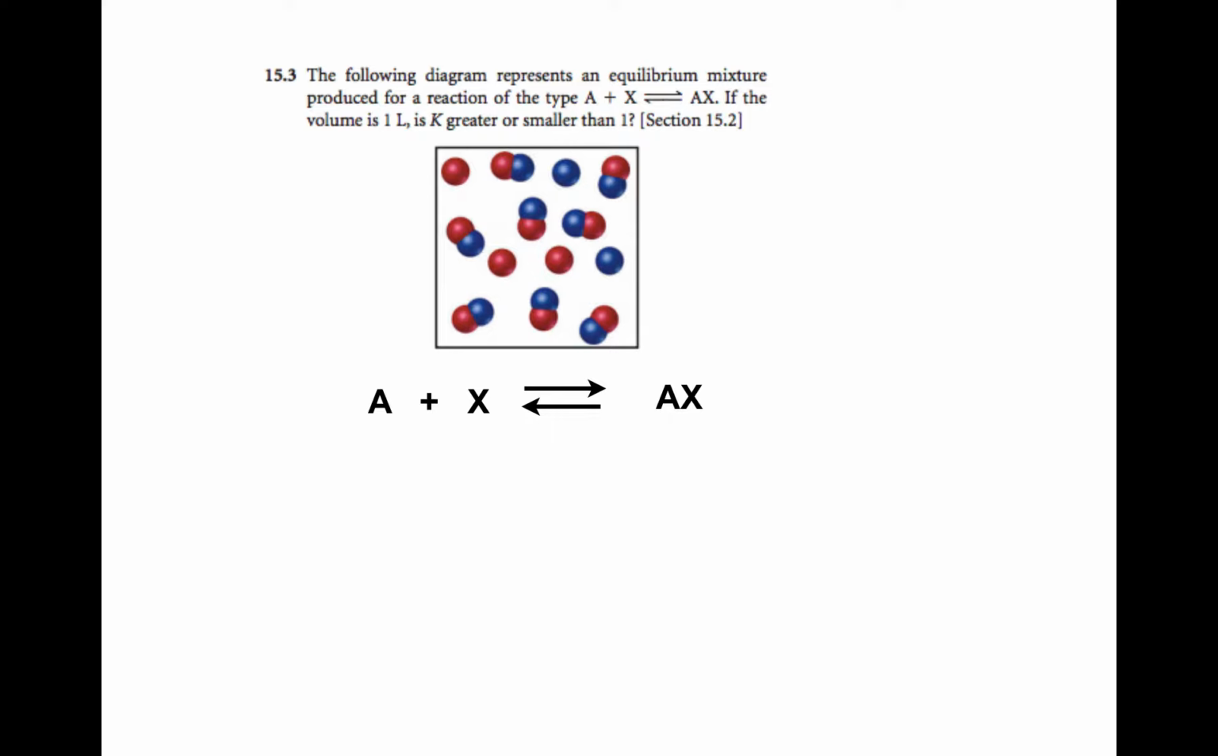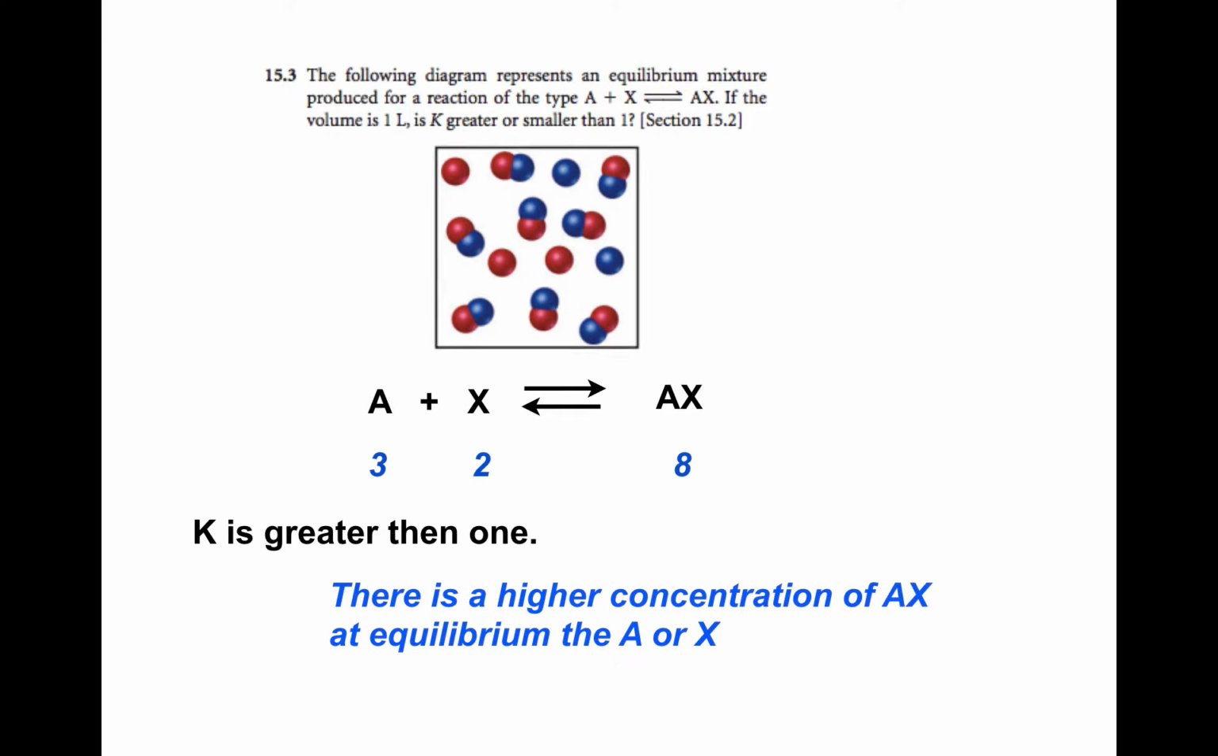So when I count up what's left, A represented by the red ones, X represented by the blue ones. I've got 3 red ones, 2 blue ones, and I've got 8 of the AX combination. So since there's a higher combination of AX at the end of this thing, this reaction is said to be product favored. Meaning when the reaction stops, I got a lot of products and less reactants left over. A K value greater than 1.